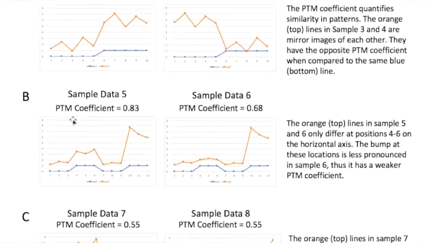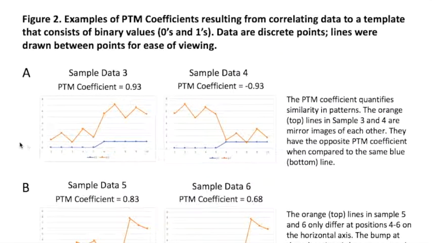So I included other sample data to give you an idea of what PTM measures. In this case, sample 3, we compare two profiles. One is the template, a series of 5 zeros followed by a series of 5 ones, which gives us this step up. I compared it to data that I just made up, and when you run these two data sets against each other via PTM, you get a coefficient of 0.93. A coefficient of 1 means a perfect correlation.